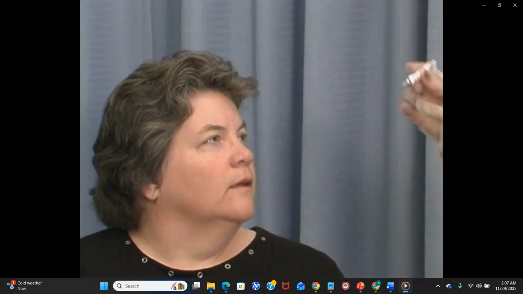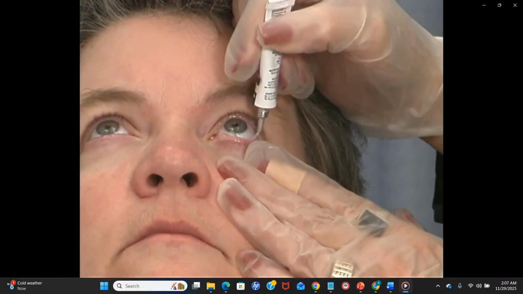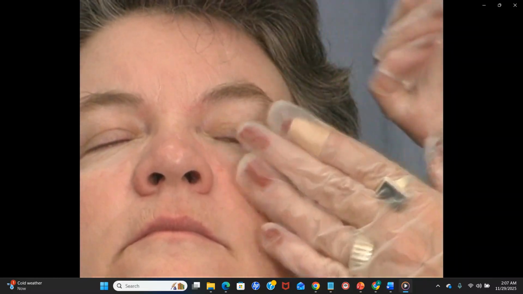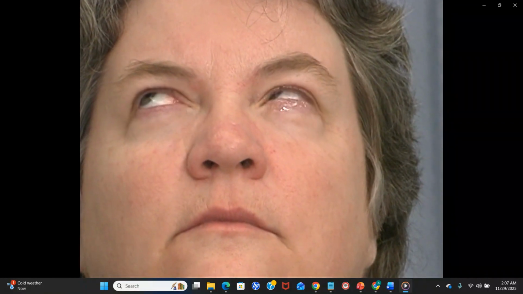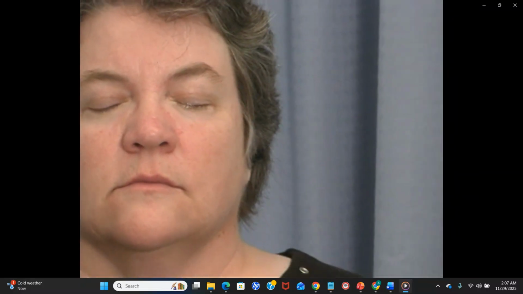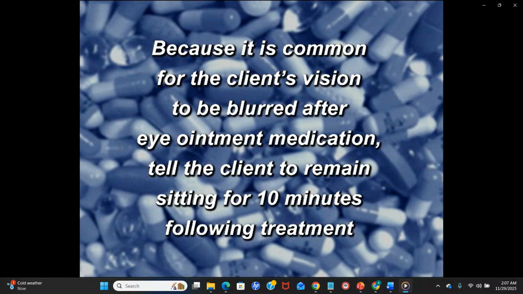With the client's permission, gently pull down the lower eyelid. Spread an even ribbon or line of ointment into the pocket. Ask the client to gently close their eyelids and roll their eyes to evenly spread the medication. Because it is common for the client's vision to be blurred after eye ointment medication, tell the client to remain sitting for 10 minutes following treatment. This will prevent them from falling or having an accident while walking with blurred vision.